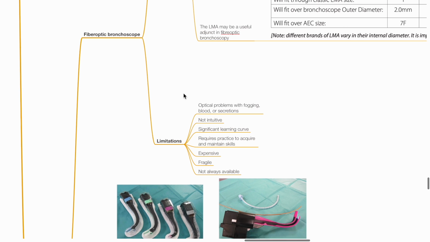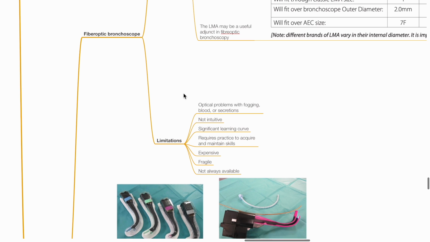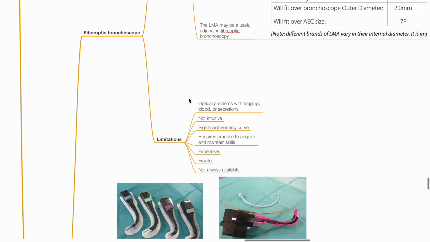Disadvantages of the fiber optic bronchoscope: optical problems with fogging, blood or secretions. It is non-intuitive. There is a significant learning curve. It requires practice to acquire and maintain skills. It is expensive, fragile, and not always available.